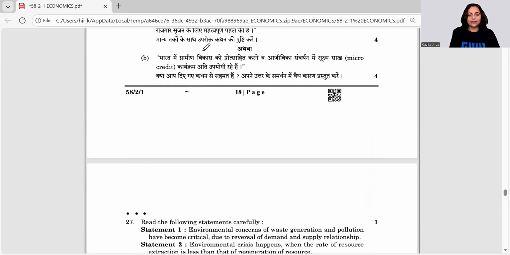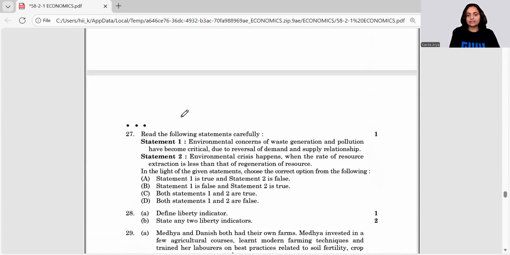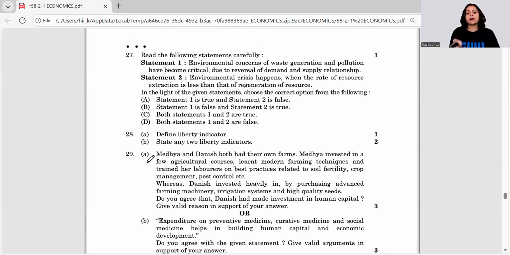Moving ahead, the next question says, read the following carefully. It's a statement 1 and 2 question. Environmental concerns of waste generation and pollution have become critical due to reversal of demand and supply relationship. This is true. Environmental crisis happens when the rate of resource extraction is less than that of generation. No, this is more. That means the environmental crisis. So this statement is false on account of this term, this less, right? So the first statement is true and the second statement is false.